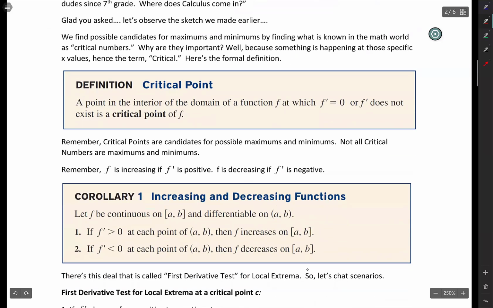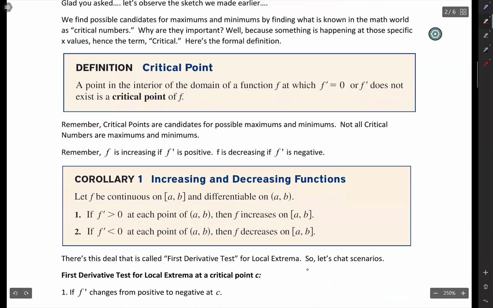So here's what we were talking about a little earlier. What is a critical point? A critical point is where the derivative is 0 or undefined, does not exist. Why are they called critical points? Because something is happening there, as you saw right now.